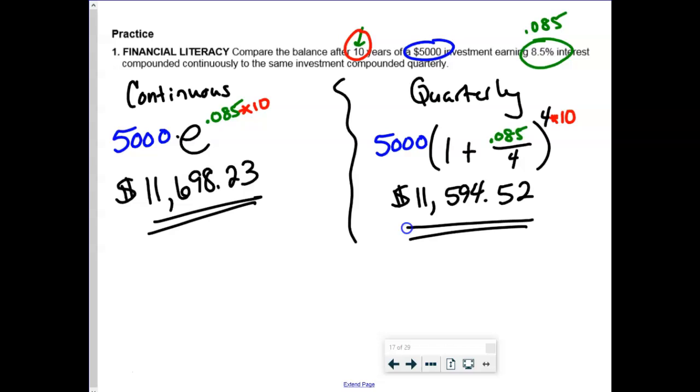Or more frequently, I should say. But it's not as substantial as people want to think. I mean, it's more. And if you let the money sit for 20 years, or if you invested more money, you would see a much more substantial difference. But not much. All right.